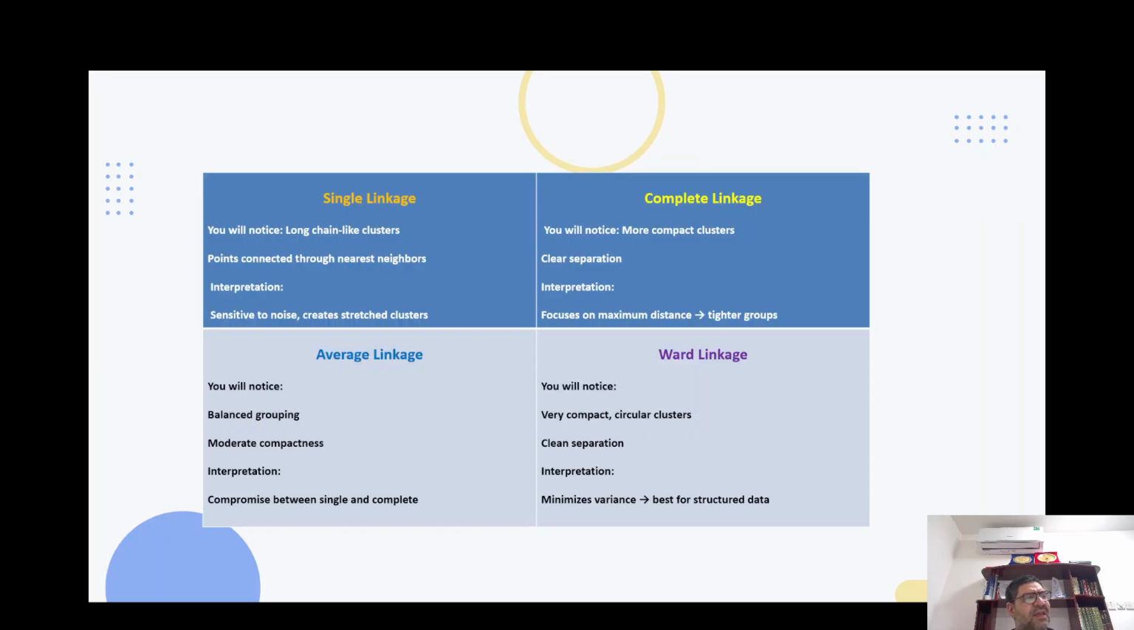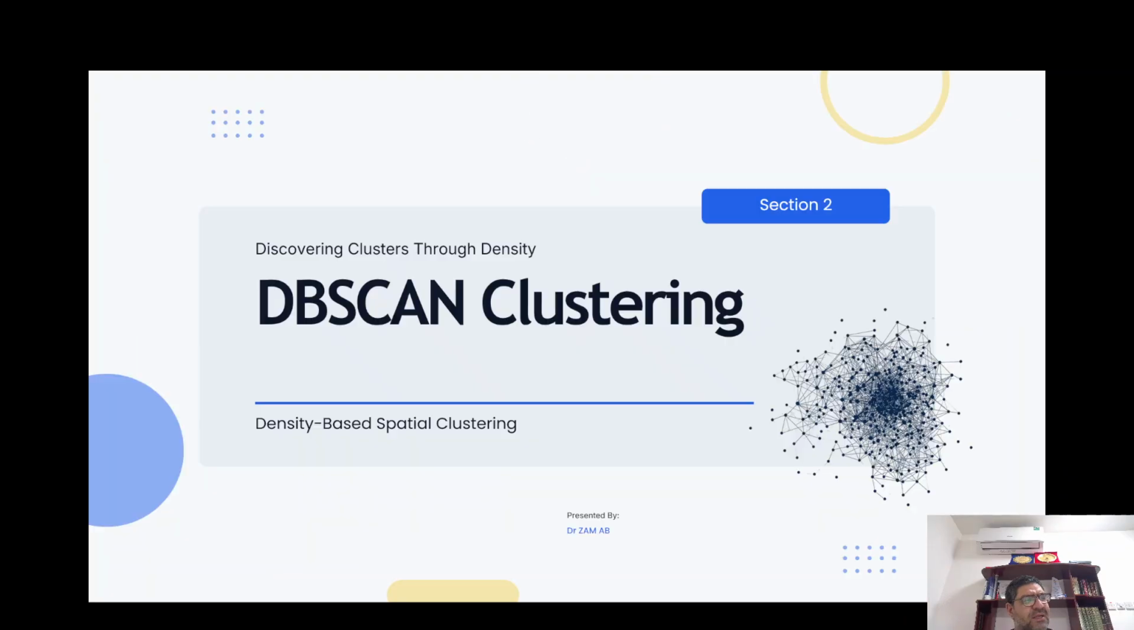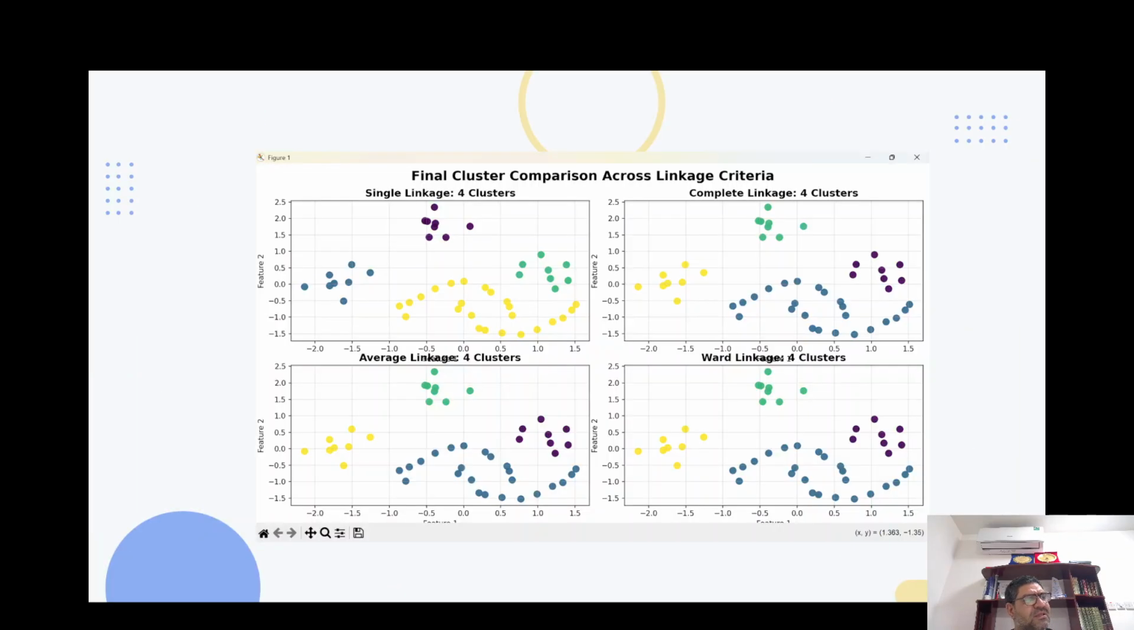And then we have average linkage: balanced grouping, moderate compactness. The interpretation is that it is a compromise between single and complete. You can see this compromise between single and complete here. So this is average.